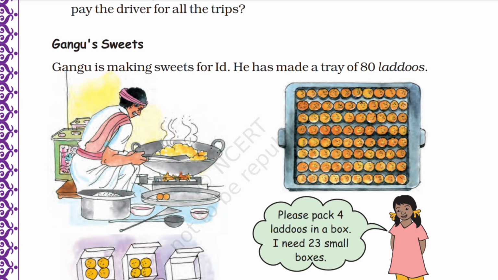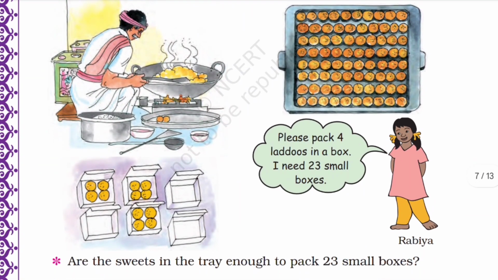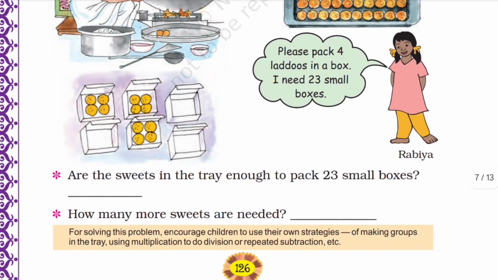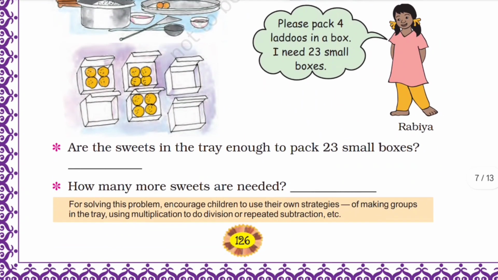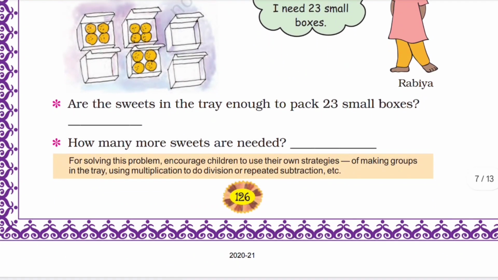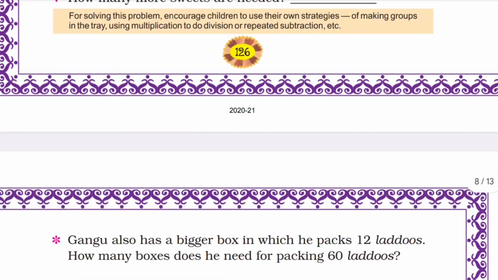He has made a tray of 80 laddus. Please pack 4 laddus in a box. I need 23 small boxes. Are the sweets in the tray enough to pack 23 small boxes?